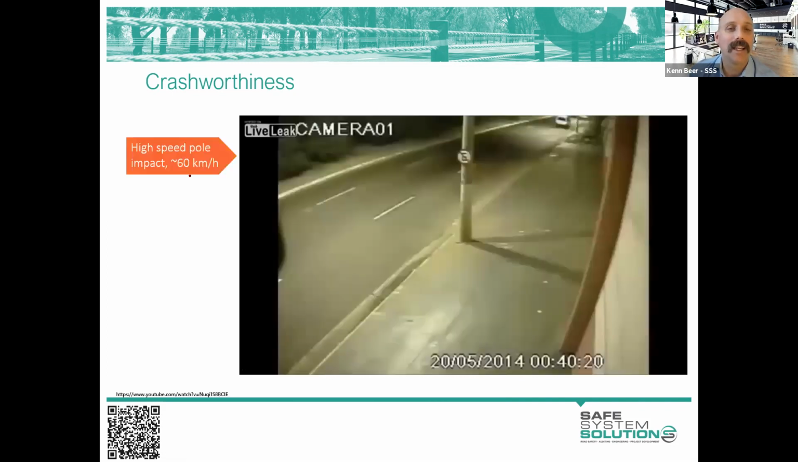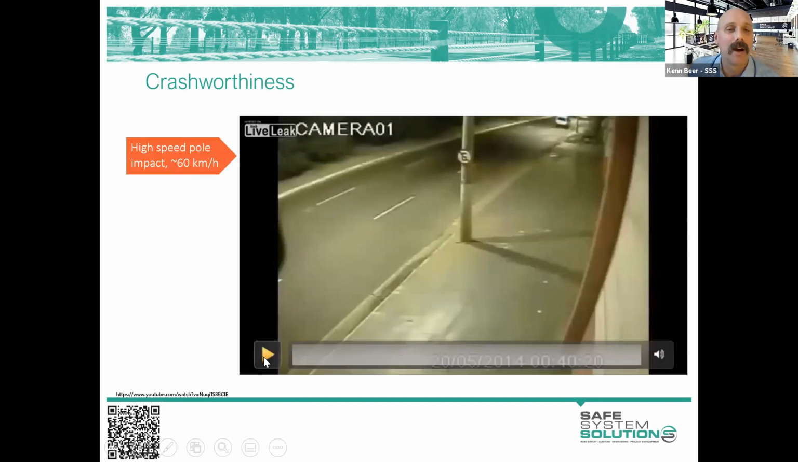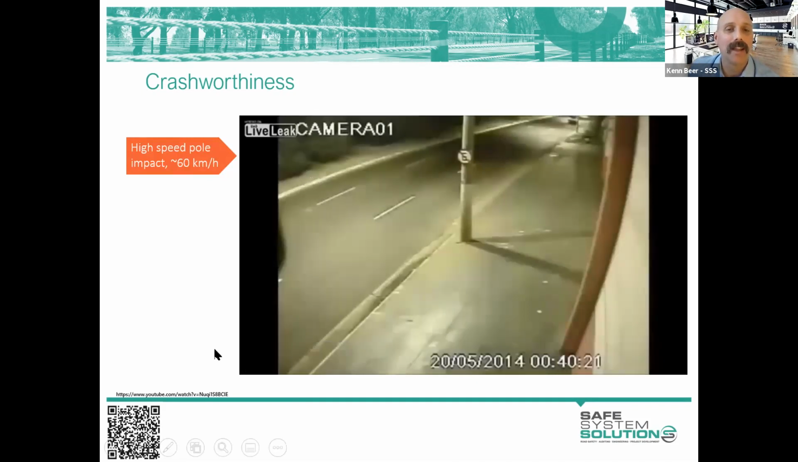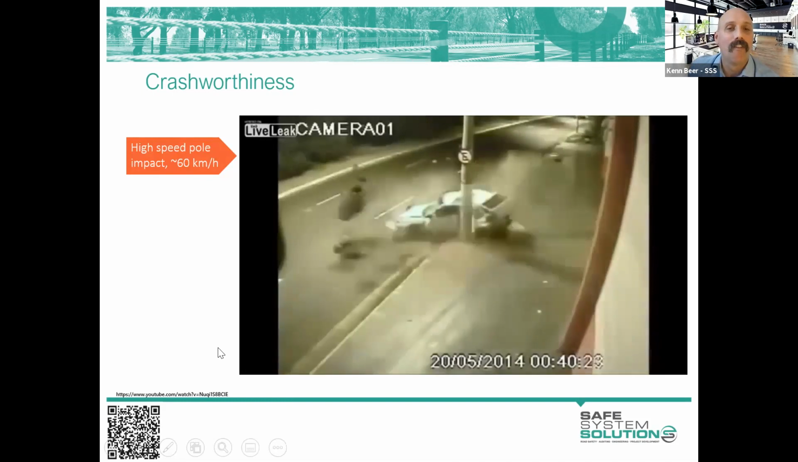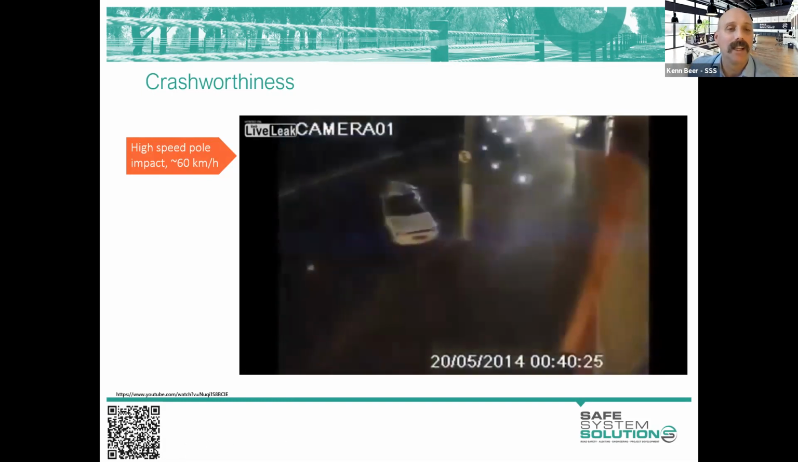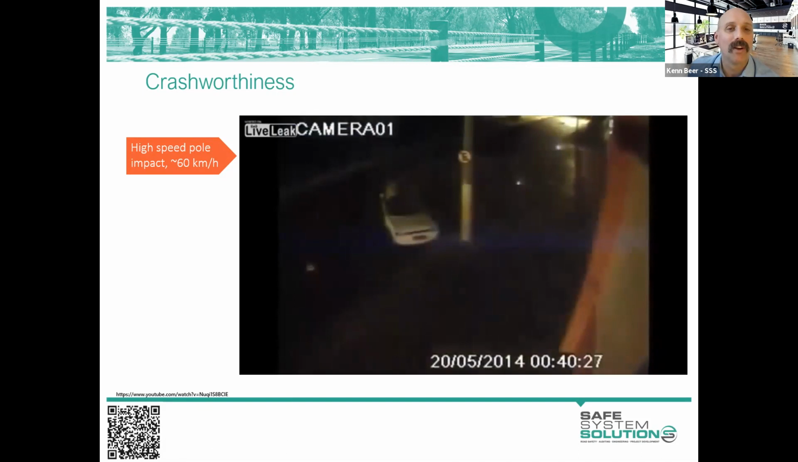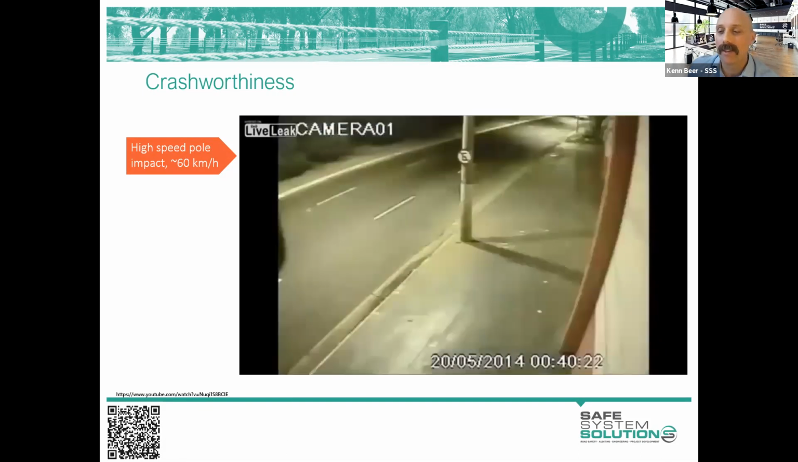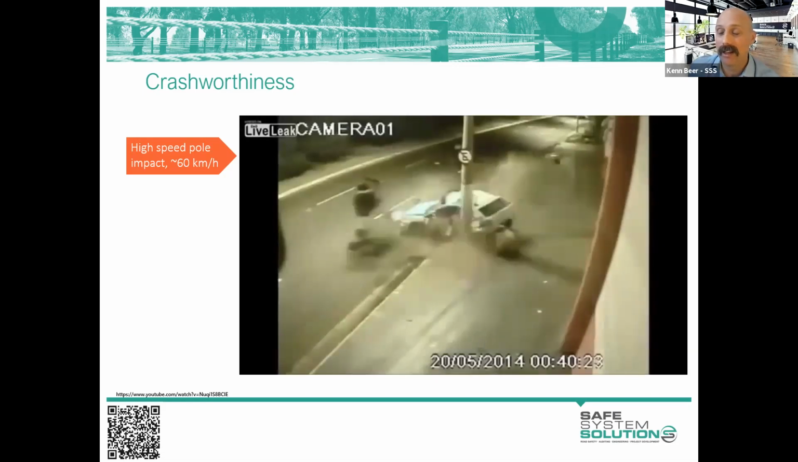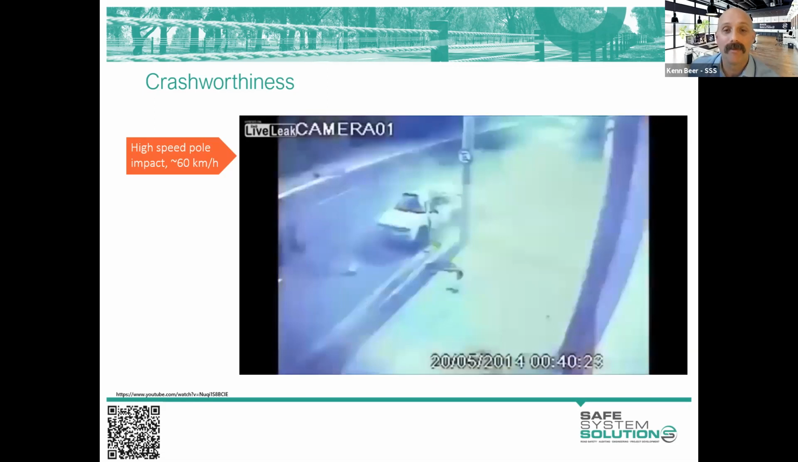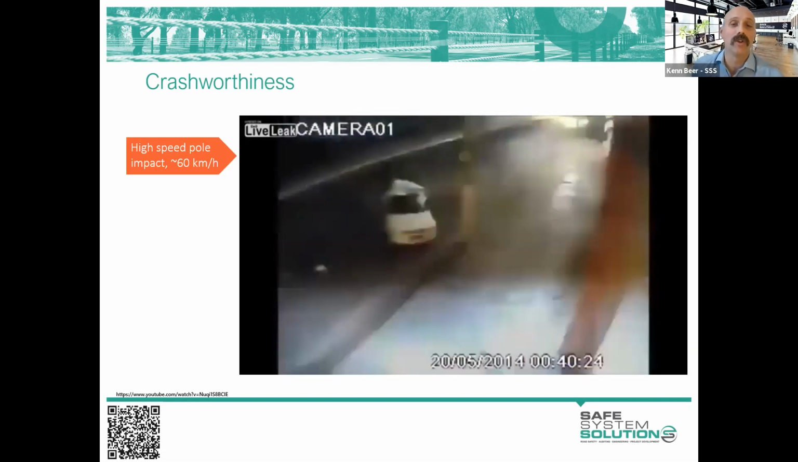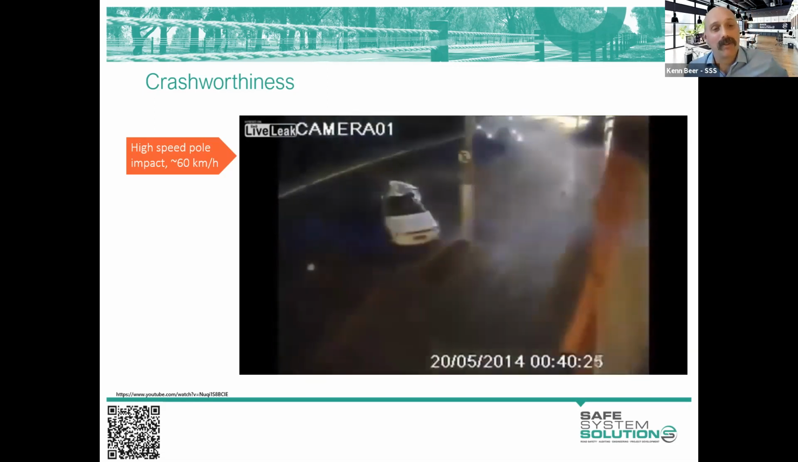I mean, here's a crash at about the 60 kilometre per hour predicted speed. And this is the kind of violence that we see in terms of energy transfer. It's just 60, predicted 60. I mean, that just shows you how much energy is involved in some of these crashes with point source hazards.